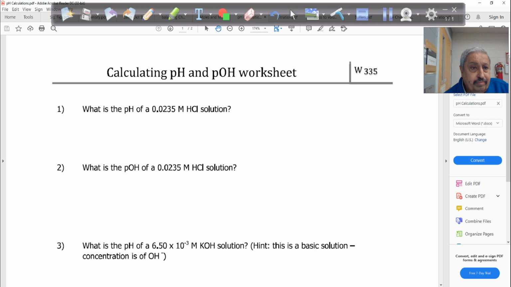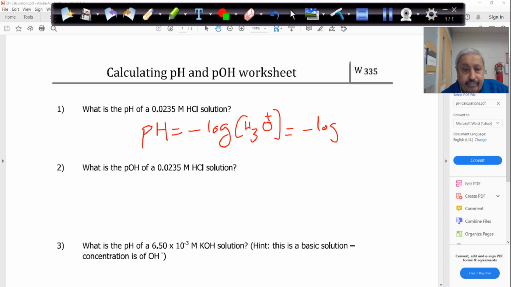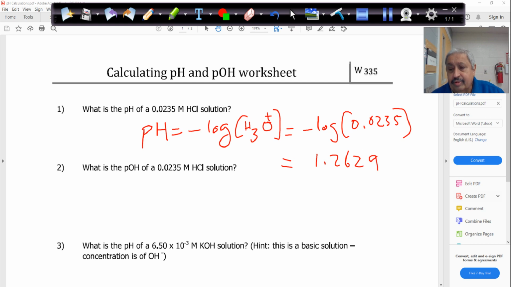Well, the pH as we learned is minus log of H3O plus, the hydronium ion, correct? The hydronium ion coming from the HCl is minus log 0.0235. And this one here, how much is it? Give me all the answer here. How much is it? 1.6, 1.26, 1.2609, 1.629. Okay. So you tell me again.